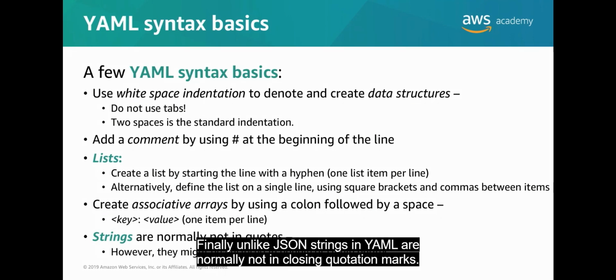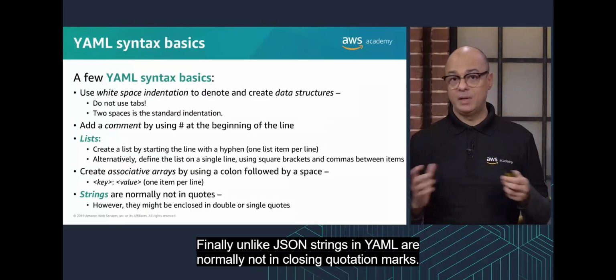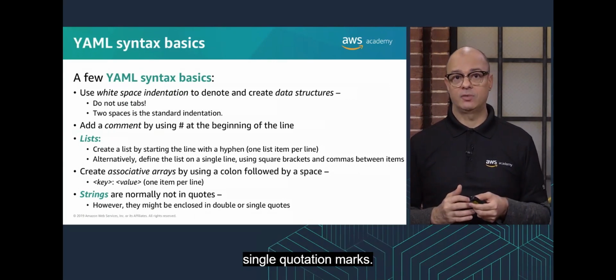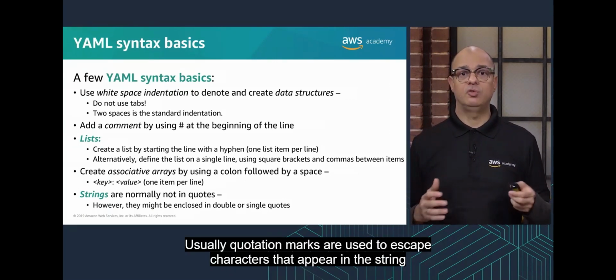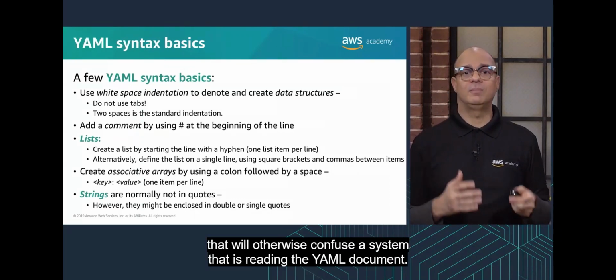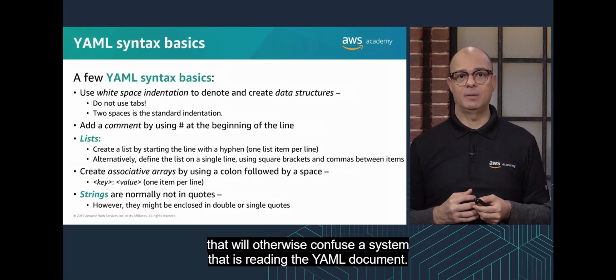Finally, unlike JSON, strings in YAML are normally not enclosed in quotation marks. With that said, you may sometimes see them enclosed in double or single quotation marks. Usually, quotation marks are used to escape characters that appear in the string that will otherwise confuse a system that is reading the YAML document.